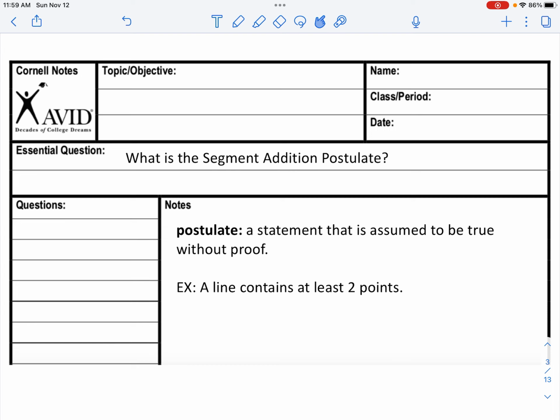So first of all, a postulate is a statement that is assumed to be true without proof. For example, a line contains at least 2 points. We assume this to be true. We don't need a proof to confirm it.